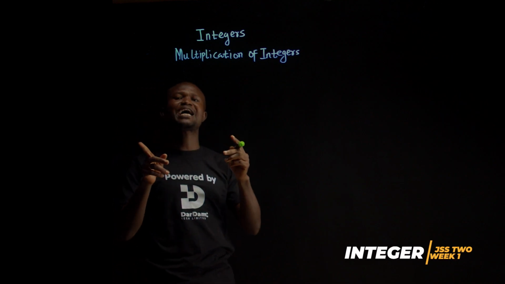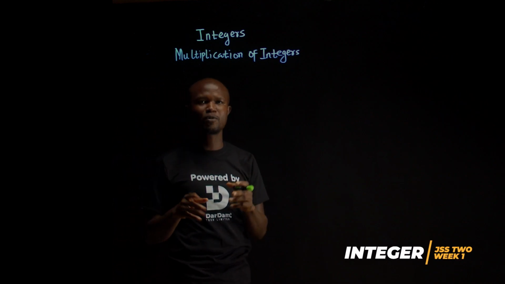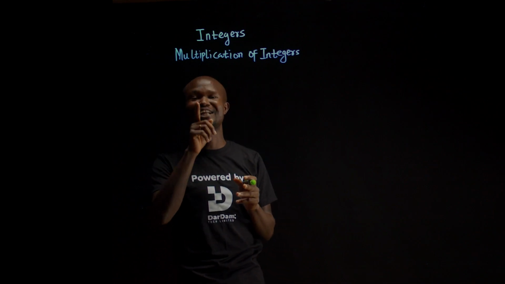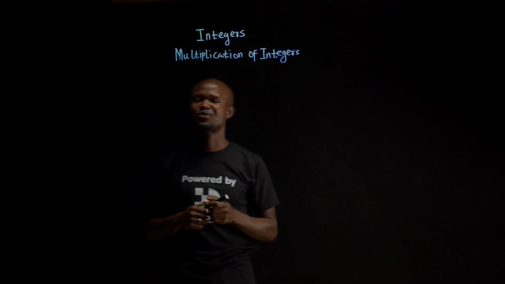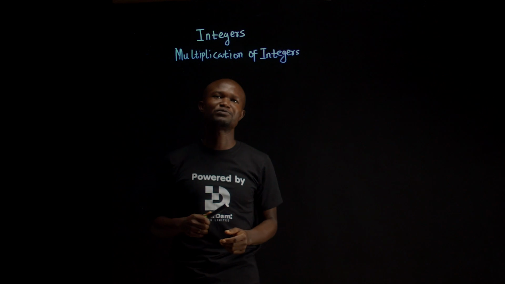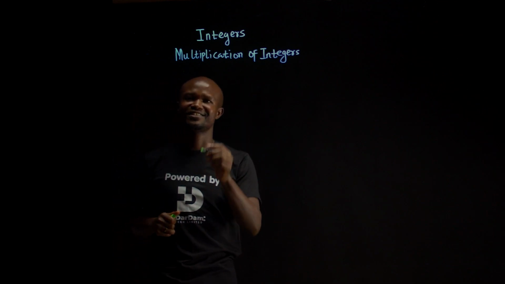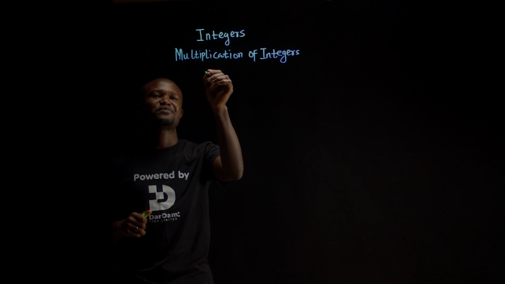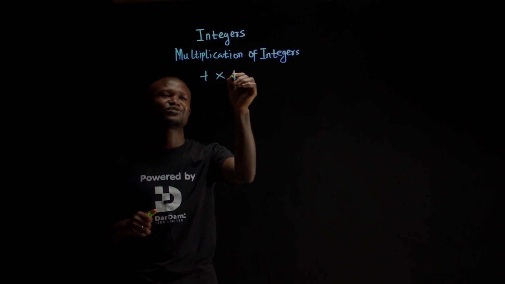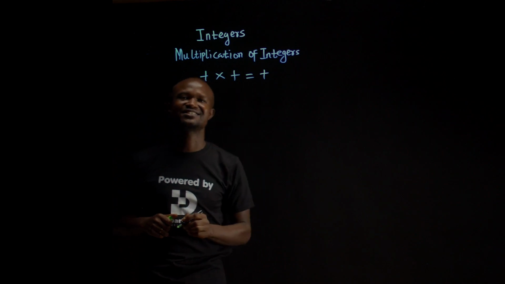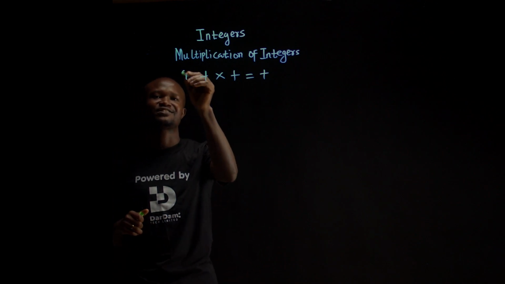Before you can multiply two or more integers together, the first thing you need to know is to understand the rules. What are the rules of multiplication of integers? Now, plus times plus is equal to what? Plus. You need to understand that. That's the first one.